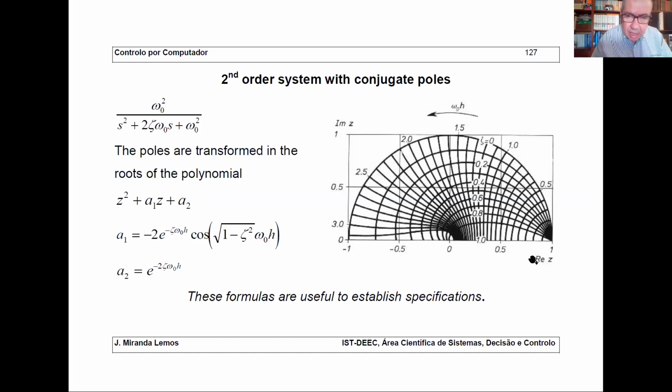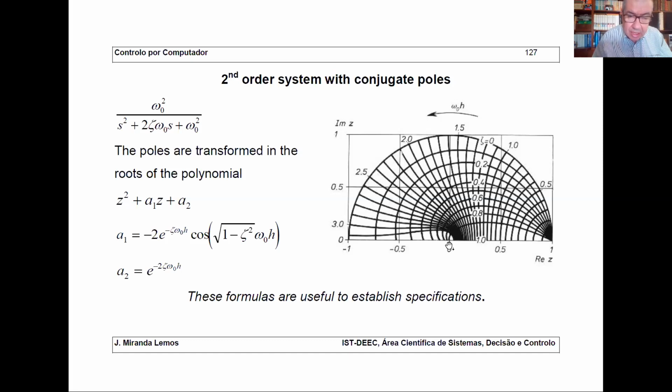Now, what happens? As you see, for psi equal to zero, you are on the unit circle. That's a situation in which you have poles at plus or minus j omega zero. So you are traveling at the boundary of stability. Okay? And when you change omega zero, of course, this is scaled by h, you are moving in this direction. You are making the system faster by increasing omega zero. When you start increasing psi, psi equal to zero, 0.2, 0.4, and so on, you are moving to the inside of the unit circle. Okay? That's increasing the stability degree of the system.